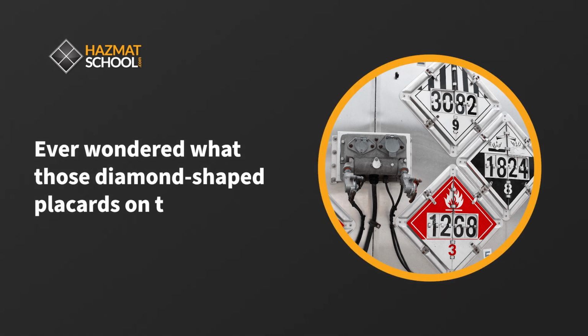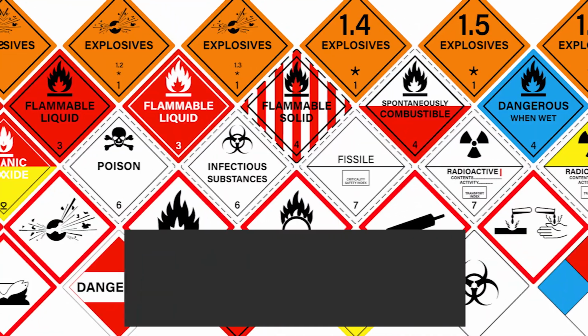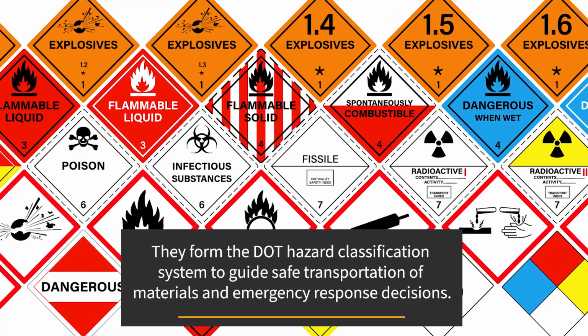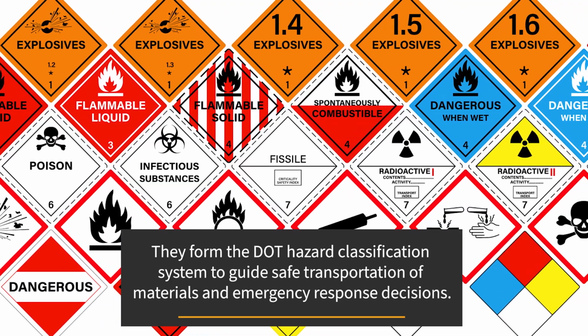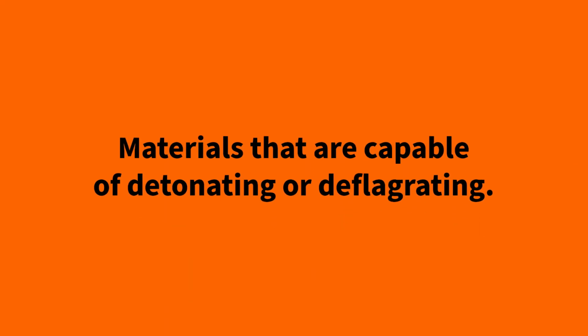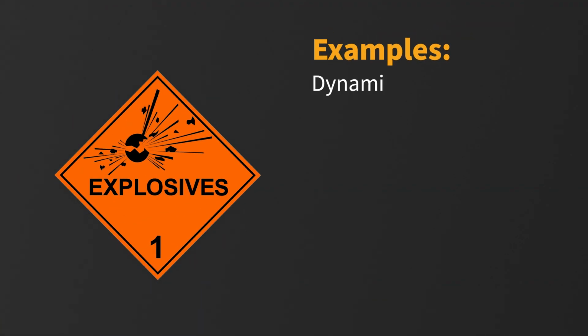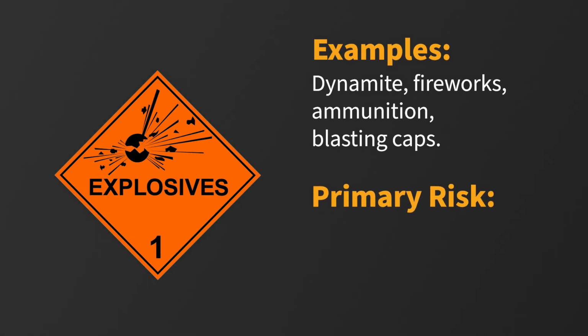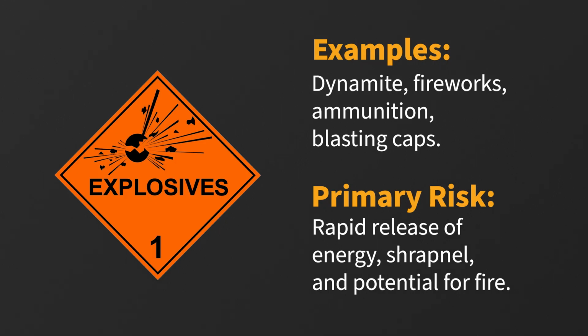Ever wondered what those diamond-shaped placards on trucks mean? They form the DOT Hazard Classification System to guide safe transportation of materials and emergency response decisions. Class 1 covers explosives. These are materials that are capable of detonating or deflagrating. Class 1 comprises 6 divisions, including mass explosion hazard, projection hazard, and fire hazard.